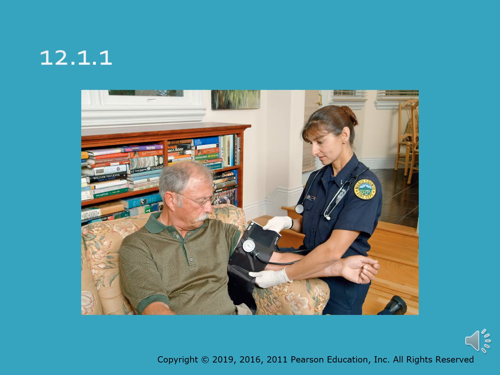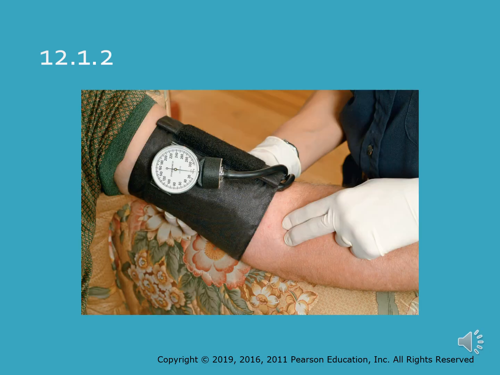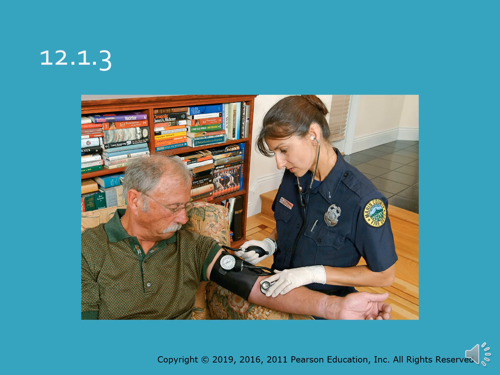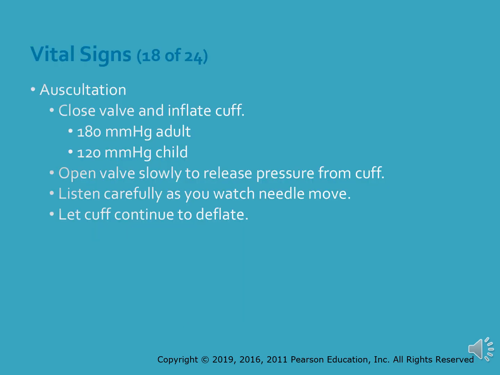So here you will see that they place the cuff snugly around the patient's upper arm. Here you can see that they palpate the brachial pulse point and place the diaphragm of the stethoscope directly over the pulse point. You're going to quickly inflate the cuff and then release the pressure to obtain the blood pressure reading. You want to close the valve and inflate the cuff.